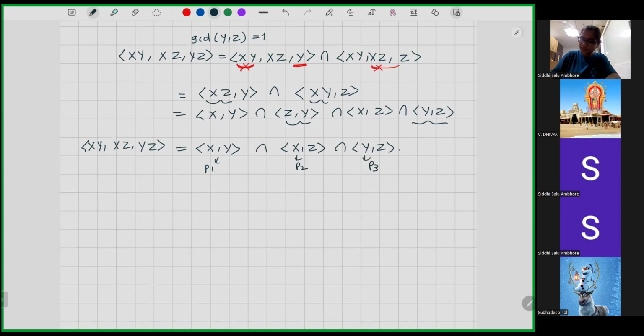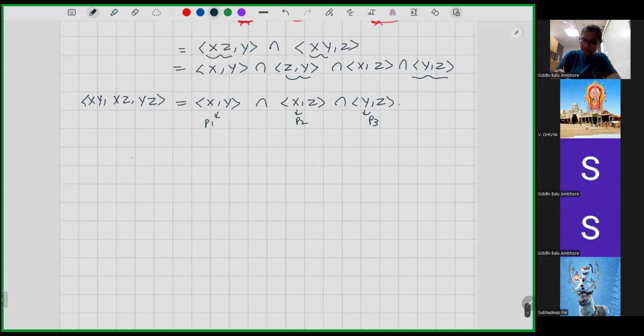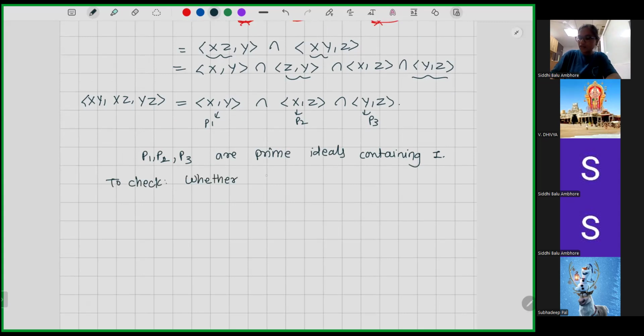Let us call them P1, P2, P3. So P1, P2, P3 are prime ideals containing I. Now we have to check whether P1, P2, P3 are minimal primes of I or not.